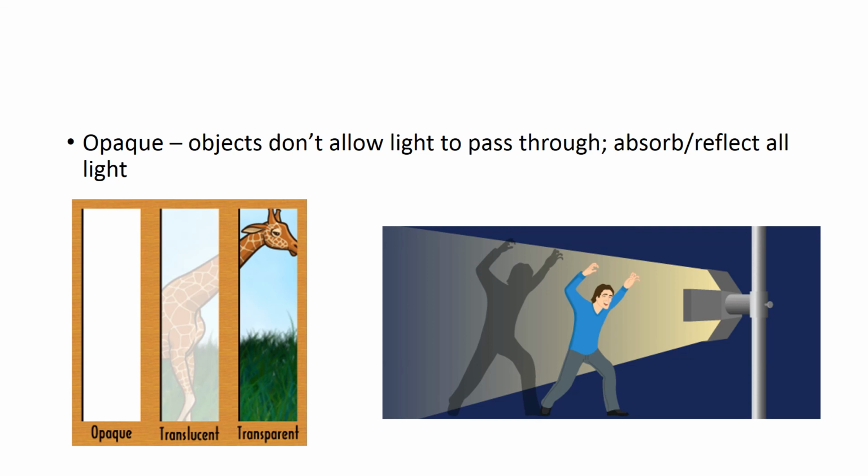And finally, opaque. Opaque are objects that don't allow light to pass all the way through. It's either absorbed or reflecting all the light. And so that's what we see here with the giraffe.